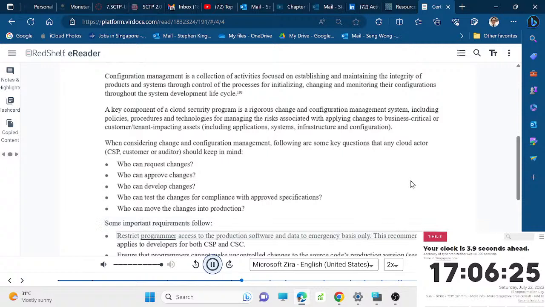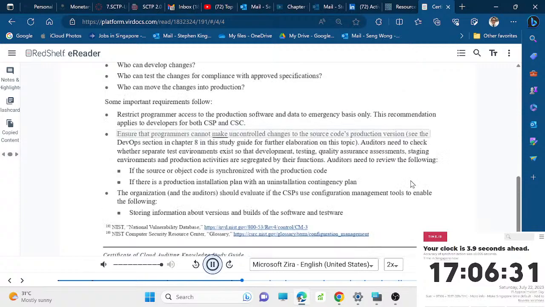Some important requirements follow: restrict programmer access to the production software and data to emergency basis only. This recommendation applies to developers for both CSP and CSC. Ensure that programmers cannot make uncontrolled changes to the source code's production version. See the DevOps section in Chapter 8 in this study guide for further elaboration on this topic. Auditors need to check whether separate test environments exist so that development, testing, quality assurance assessments, staging environments, and production activities are segregated by their functions.